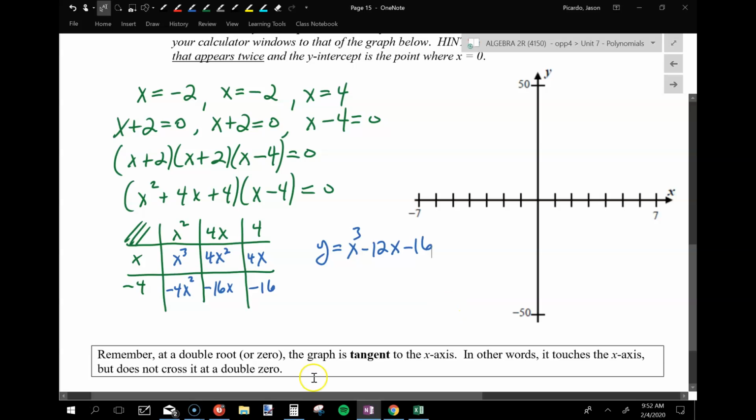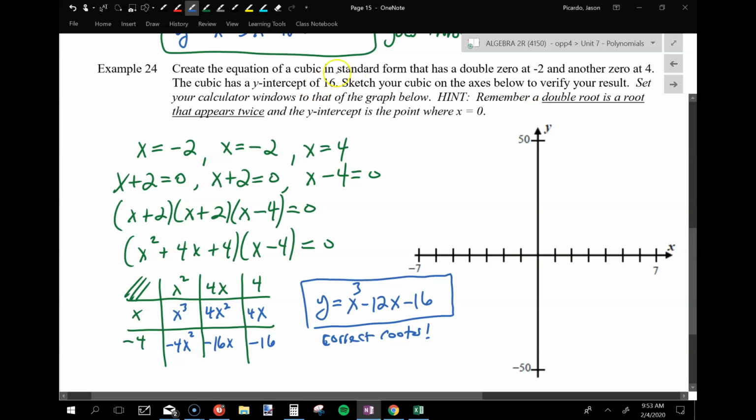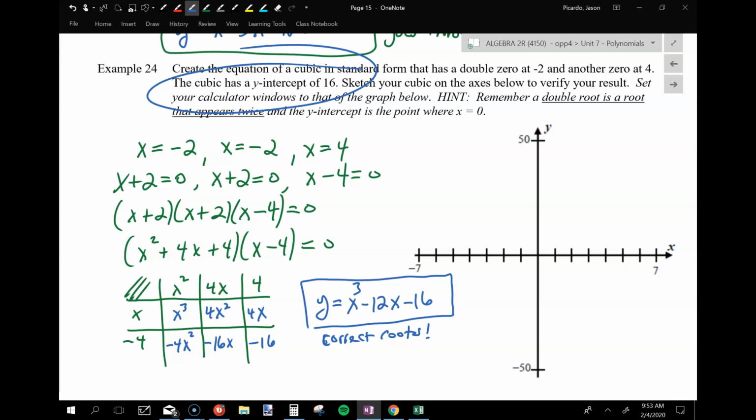Again, what is this? This is the cubic that has the correct roots, right? Does it go through the point of interest? Because there was one other thing that we went by. It said that I need to have a y-intercept of 16. What's the y-intercept right now? Negative 16. What can I do to make it positive? Multiply everything by a negative 1.